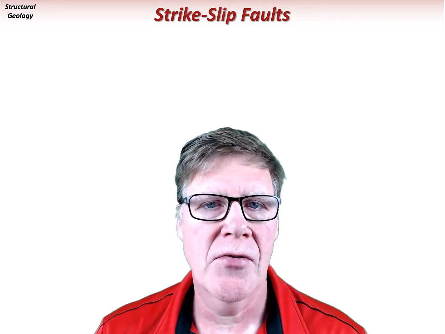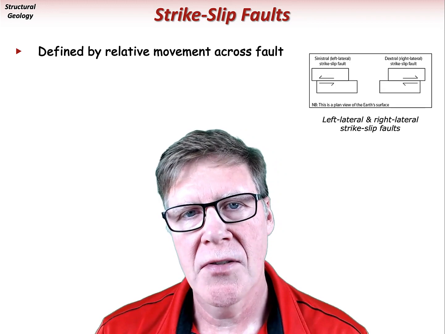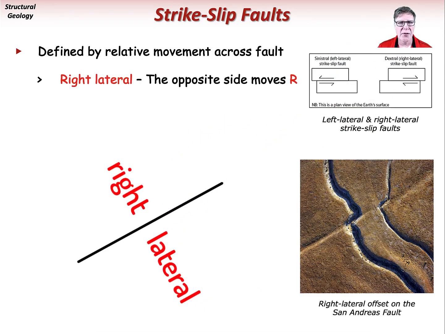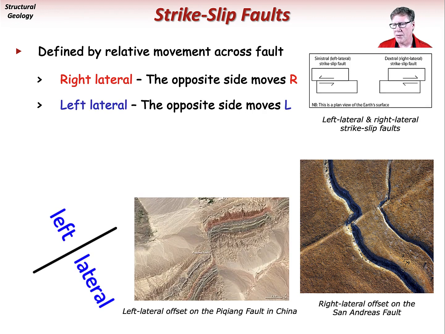Two varieties of strike-slip faults can be defined by the relative movement between fault blocks as seen from either side of the fault. A right lateral strike-slip fault is one where the opposite side of the fault moves to the right. The San Andreas Fault in California has a right lateral movement sense. Conversely, a left lateral strike-slip fault is one where the opposite side of the fault moves to the left. The Piqiang Fault in northwest China has a left lateral movement sense.